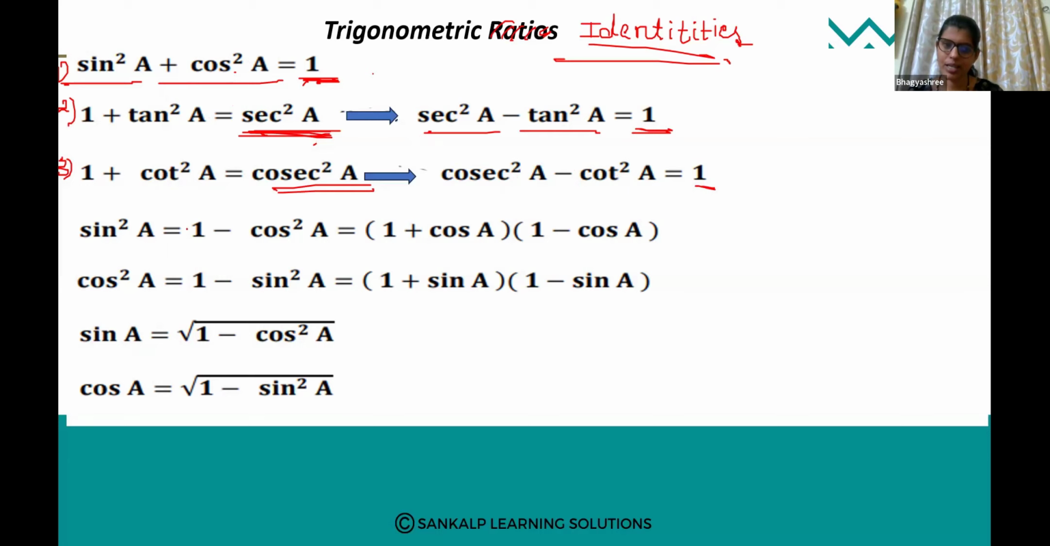Sin square a is equal to, if I transfer this cos square a to this side, 1 minus cos square a. This is in the form of a square minus b square, that is a plus b into a minus b: 1 plus cos a into 1 minus cos a. No need to worry how it came, just remember the identities. Cos square a is 1 minus sin square a. So this is also a square minus b square, a plus b into a minus b, where a is 1: 1 plus sin a into 1 minus sin a. So sin a is root of 1 minus cos square a. Cos a is square root of 1 minus sin square a.